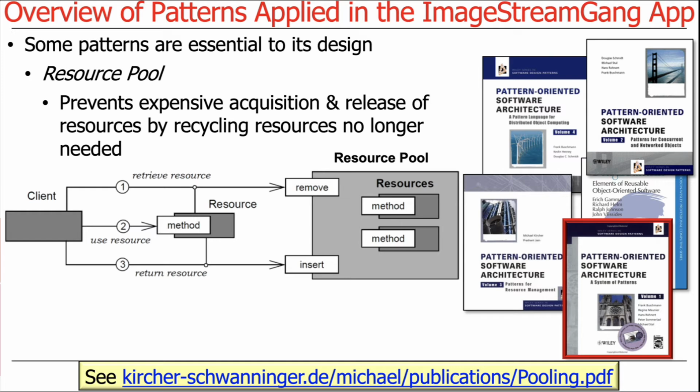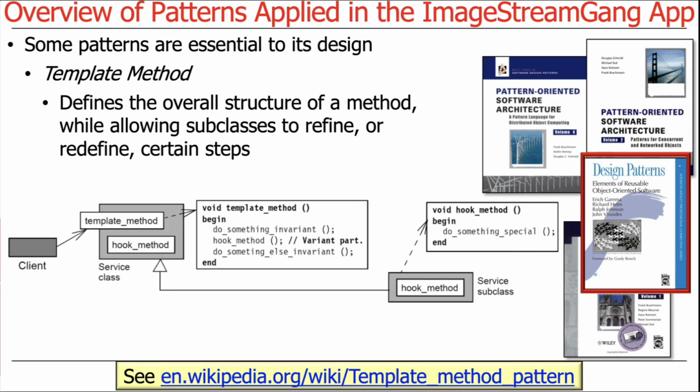There's also a pattern from one of the books, I think it's the POSA 3 book, which is called resource pool. And this is essentially a way of pooling resources that are expensive to create, like threads or connections and so on, so you can recycle them without having to shut them down. You just put them back in the pool, and when you need them again, you grab them out of the pool. So that's a nice optimization pattern.